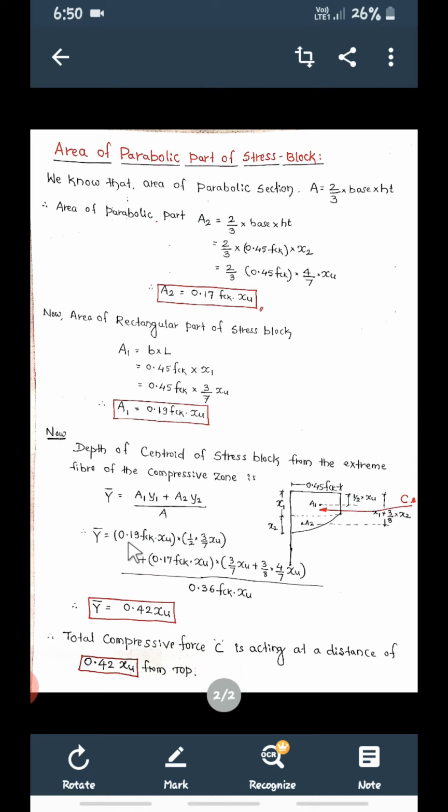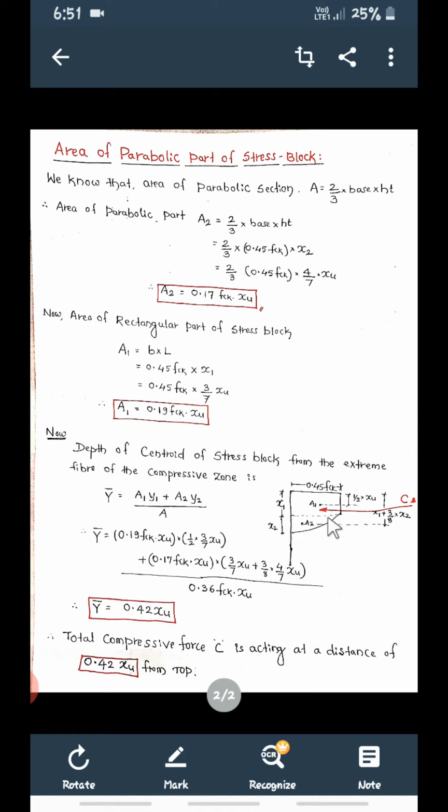So y bar is equal to A1 Y1. A1 is 0.49 fck xu, into Y1. Y1 means the centroid of this rectangle from the top. So what is the centroid of only the rectangle? What is the height of the rectangle? It is x1, so the rectangle's centroid will be half of x1. So 0.49 fck into x1 will be the area, into Y1, which is half of x1. Half of x1 is 3 by 7 xu, already calculated, plus A2.